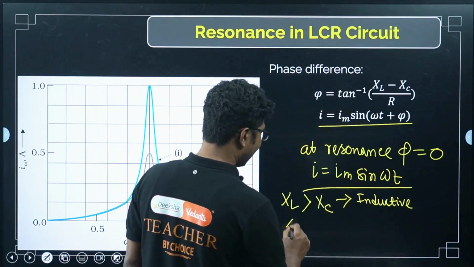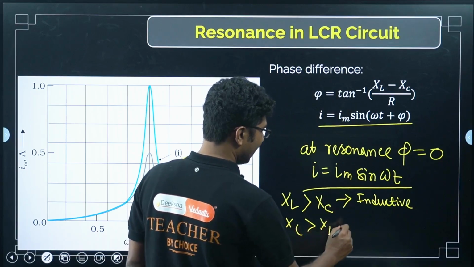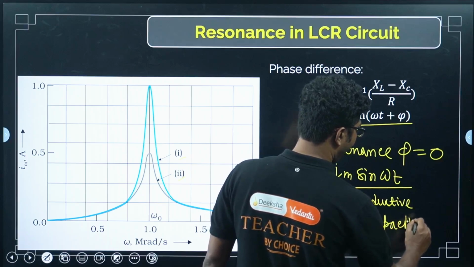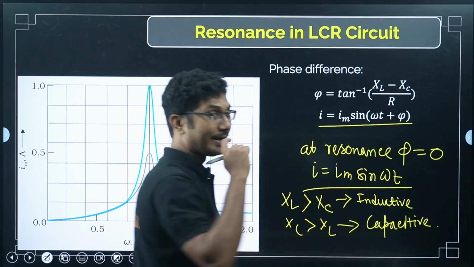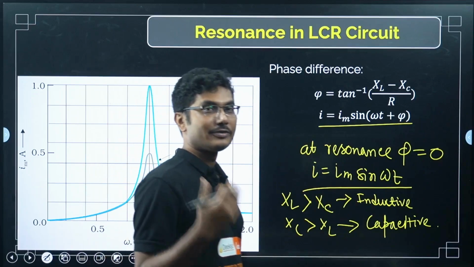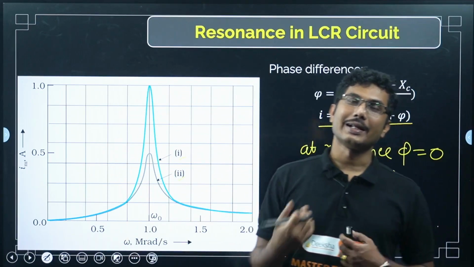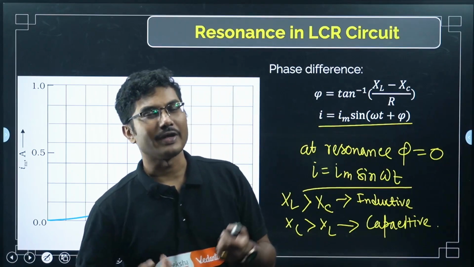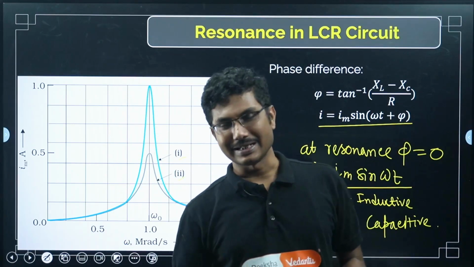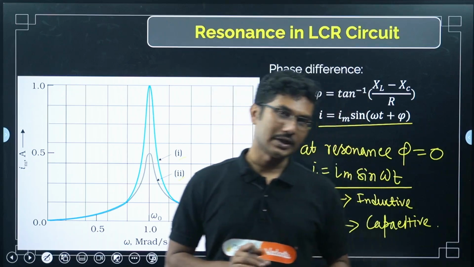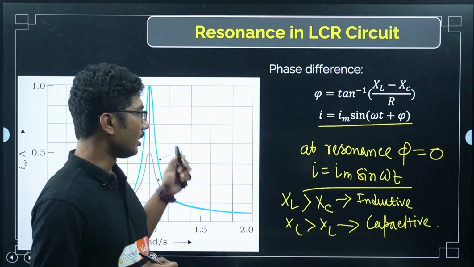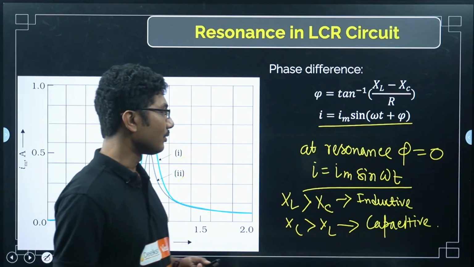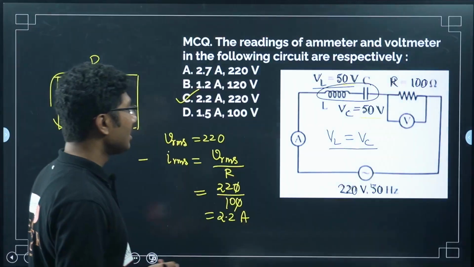And when XC is greater than XL, then that is a capacitive circuit. When XL equals XC, the circuit is in resonance condition. If XL is greater than XC, then inductor is dominating, that means it is an inductive circuit. If XC is greater than XL, then capacitance is dominating, we call it a capacitive circuit. The simple thing. So I told you I will mention the meaning of XL and XC, and what will happen if they are greater than one another. So this is the fact.